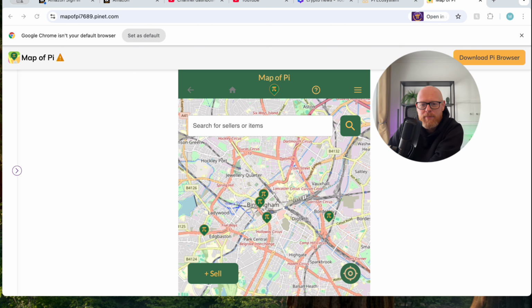But look how many places there are on the Pi map that you can spend. Now, if you look at this red circle around here, that's like a massive giant ring road of motorways that go around the city. And inside here is what most people would class as proper Birmingham. There are other areas around here that would be called Birmingham as well. But when people think of Birmingham, this is where it is.